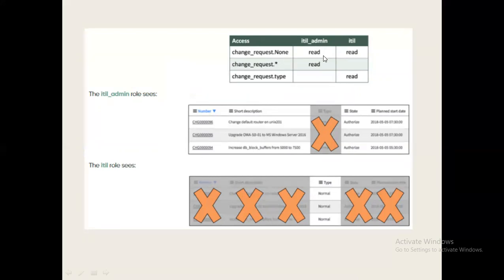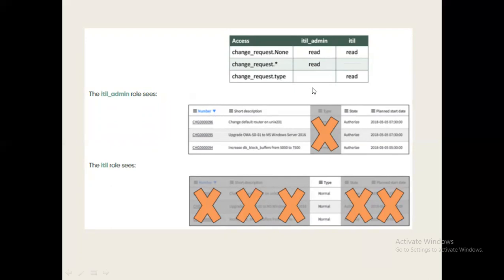Now, an ITIL admin has read access to this particular thing, which means he can read all the records in that table. This also means the same thing. He can read all the records in that table. In this case, ITIL can read all the records. So ITIL, for example, okay, we have put one thing here. Change request type is read. In change request star, we have put it blank, which means we are saying that a normal ITIL user does not have access to all the fields, because you don't even have read permission for this particular thing. So he can see only one field, which is called change request type.